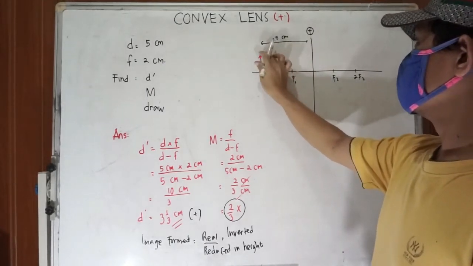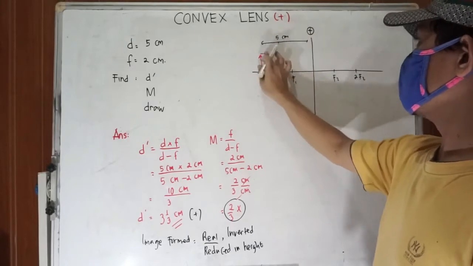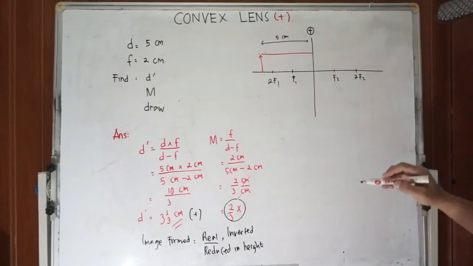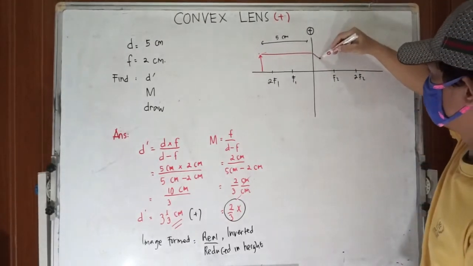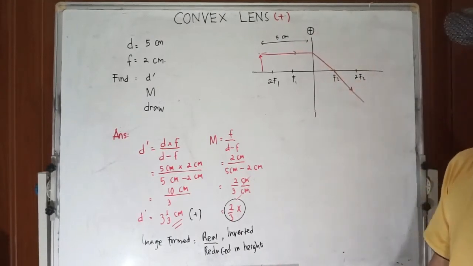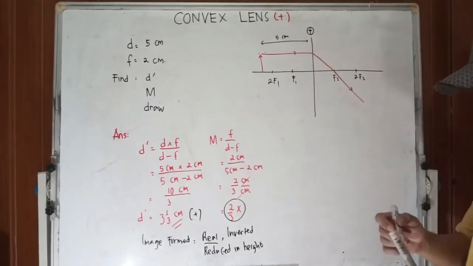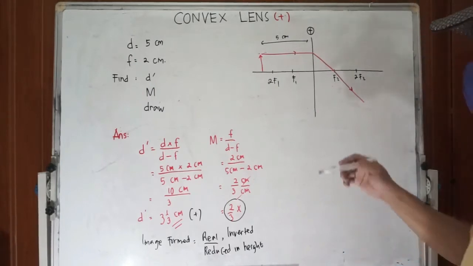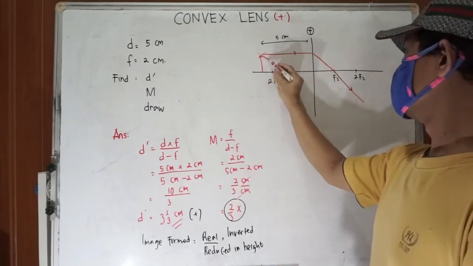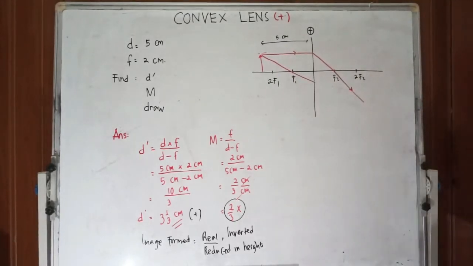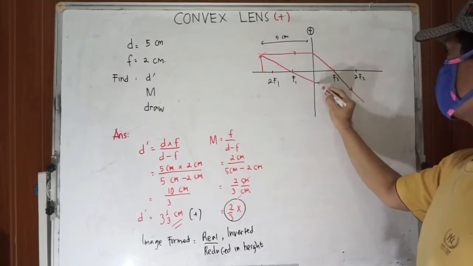The ray parallel to the x-axis will be refracted to F2. That is the first rule. And the second is the ray passing through F1, which will be refracted parallel to the x-axis.